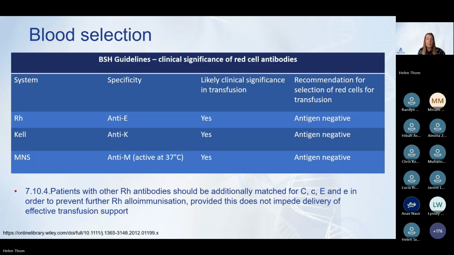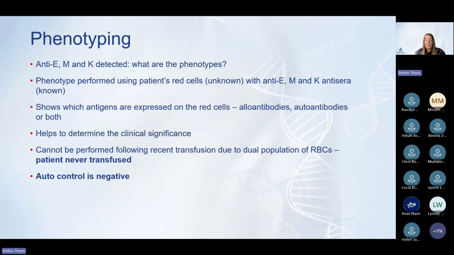So what we have now is we've definitely got anti-big E, which is clinically significant. We've got an anti-K that's significant, and we've got an anti-M, which is coming through by IAT. So we need to give antigen negative blood. As with the anti-D, because they've made an Rh antibody already, it's a good job to do the phenotype as well, just so you can prevent them from producing any more further Rh antibodies.